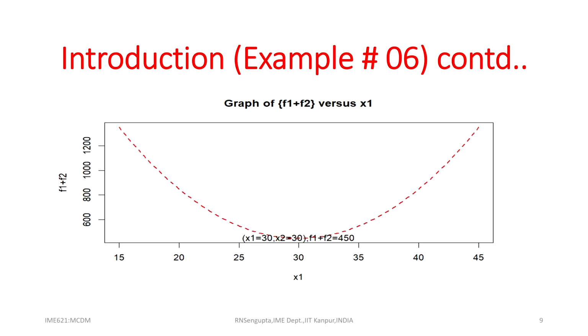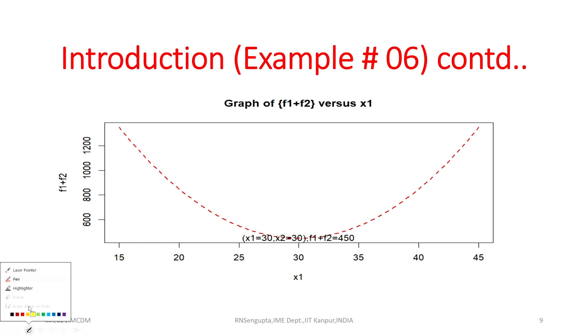Now, if I plot the coordinates in a two dimensional diagram, what are the coordinate systems? On the x axis I have x1, and on the y axis I have the combined objective function. It is no longer a single objective, it is f1 plus f2, and if I draw the graph, it becomes a very nice quadratic function.